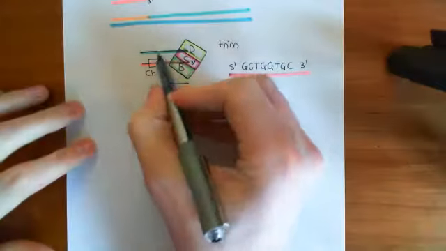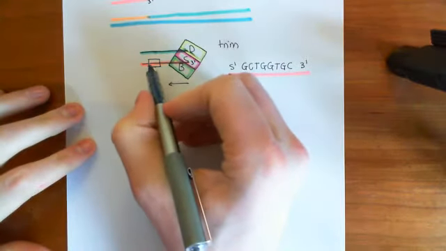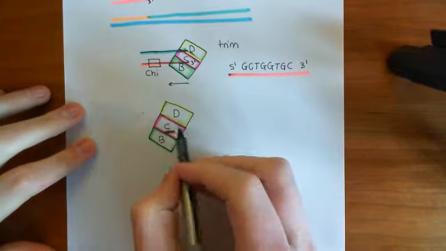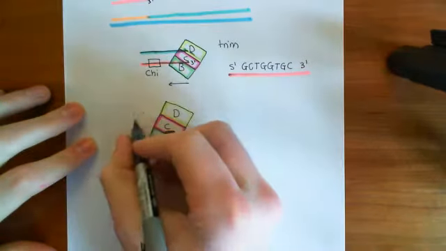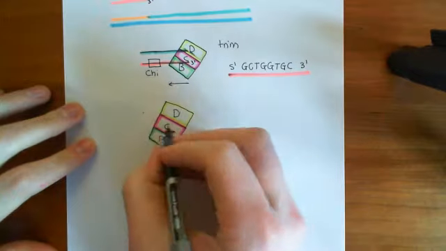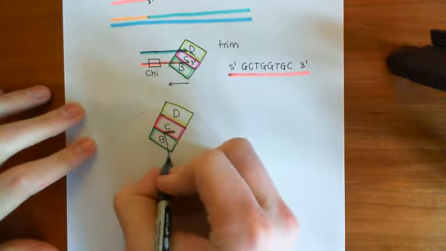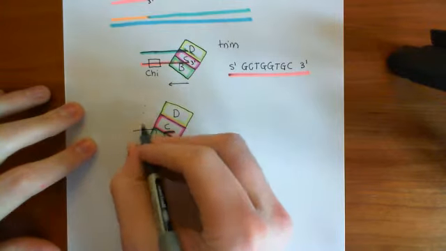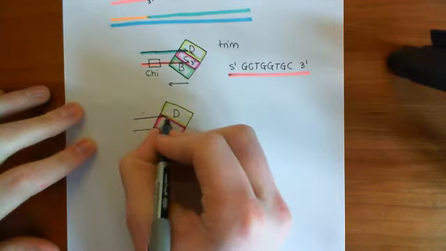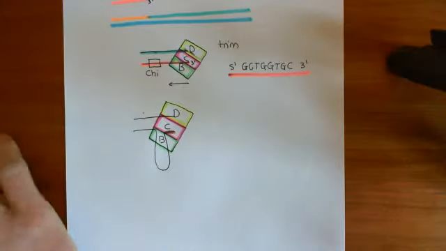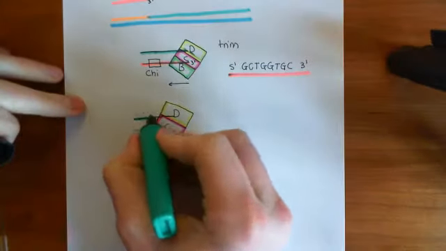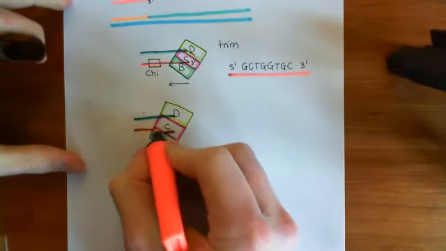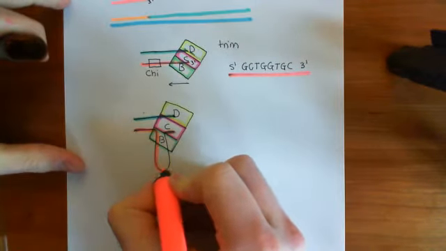Now, the RecBCD complex is going to stop working its way along the red strand, but it's going to continue working its way along the green strand. So the green strand is going to continue being moved through here, and that means you're going to get a loop of red strand building up like so, whilst you're working your way along the green strand still, or the turquoise strand rather, and breaking it down. Okay, that's how you build up this 3' extension.